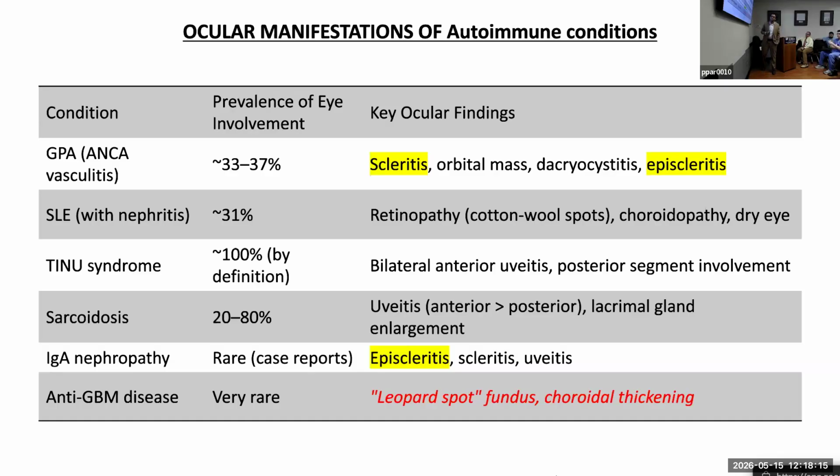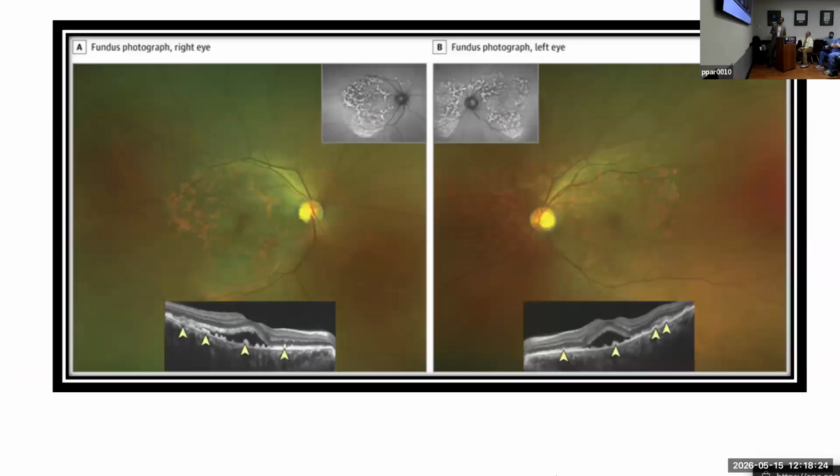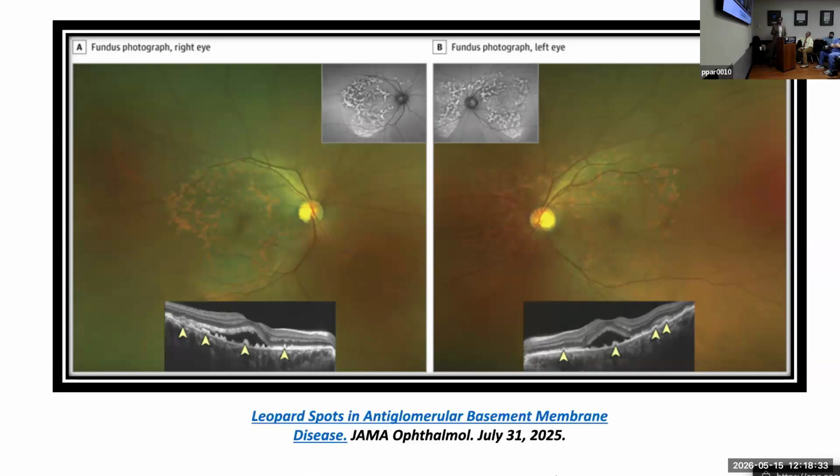I never saw this before. So anti-GBM patients have been reported having leopard spots with choroidal thickening. So this is how we see it on this exam. So these are the spots which are going on. They have the central retinopathy. This is from JAMA.